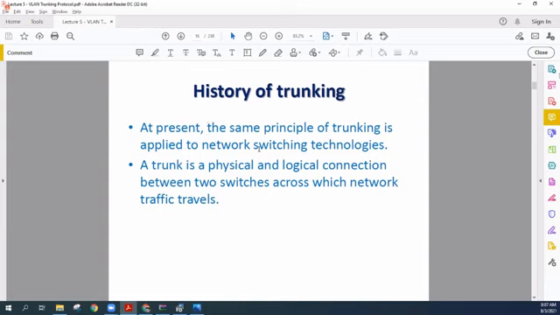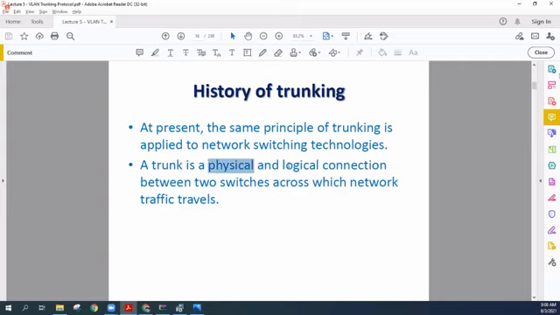Same principle of trunking, meaning the old days' use of telephone and radio or frequency-based communication, applied for network switching technologies. A trunk is a physical and logical connection between two switches across which network traffic travels.